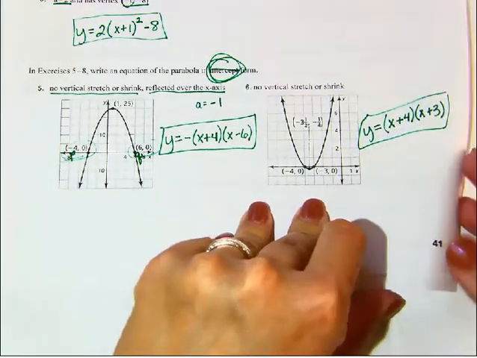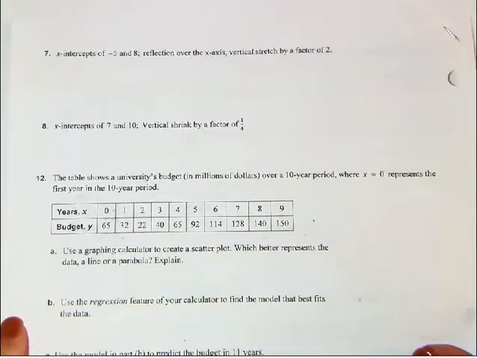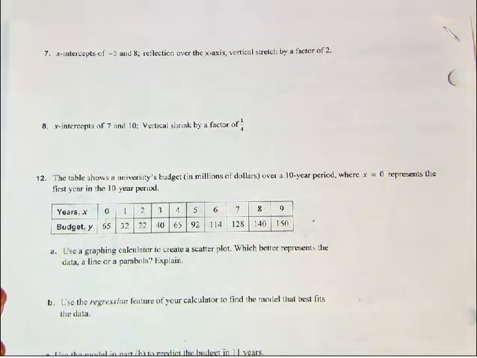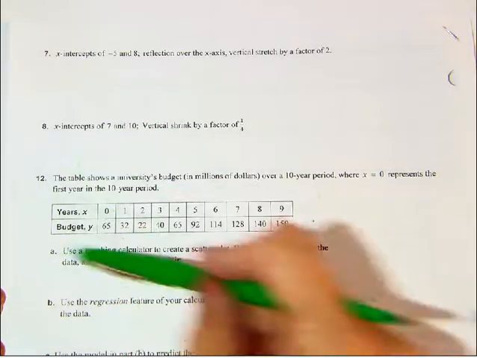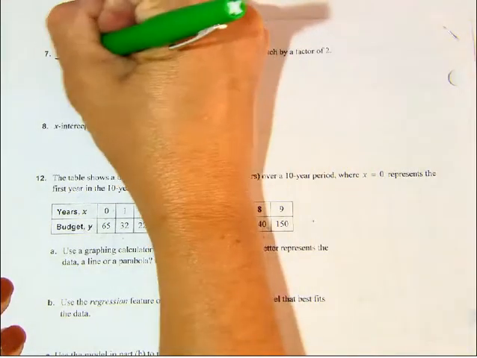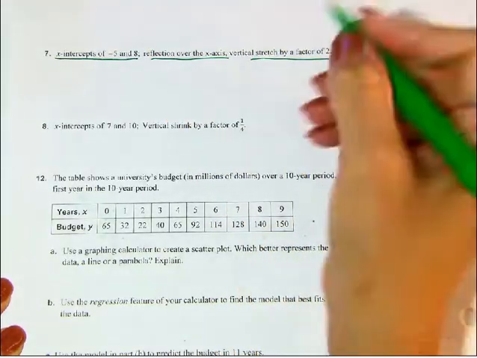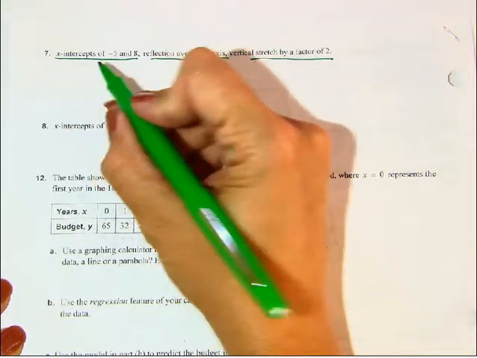All right, so on the next page, on number 7 and 8, well, it says 12, but it's really like the last 3 problems. I'll do those in a different video, but this gives me the x-intercepts, gives me that it's a reflection and a stretch. So I'm going to put this in intercept form because that's what it gives me.